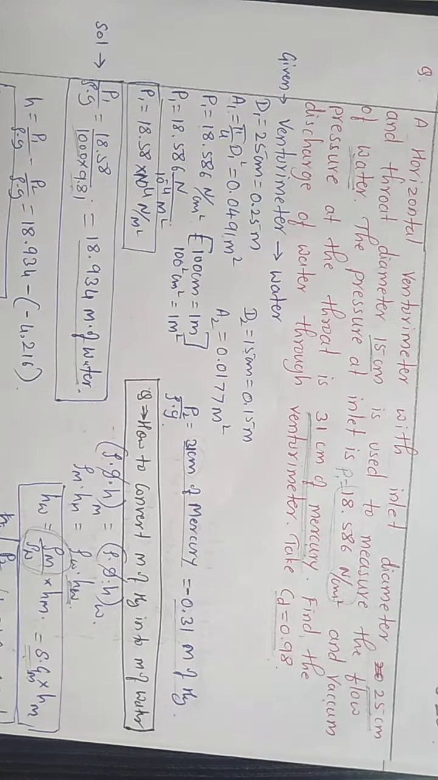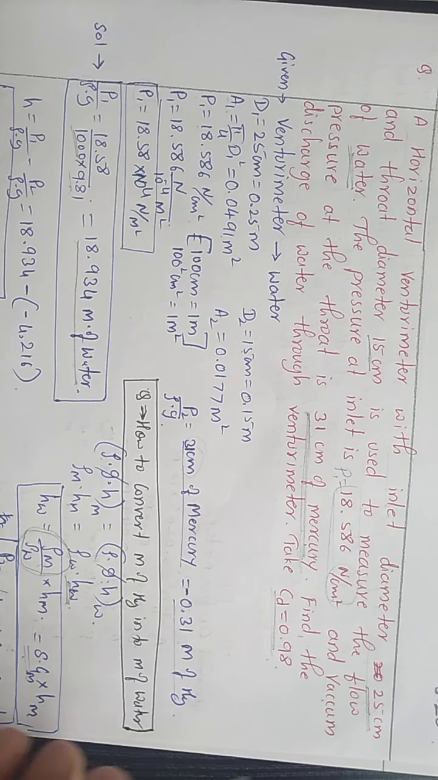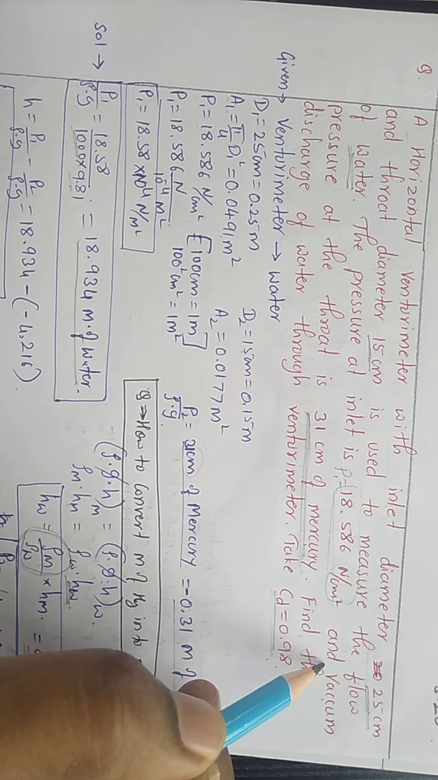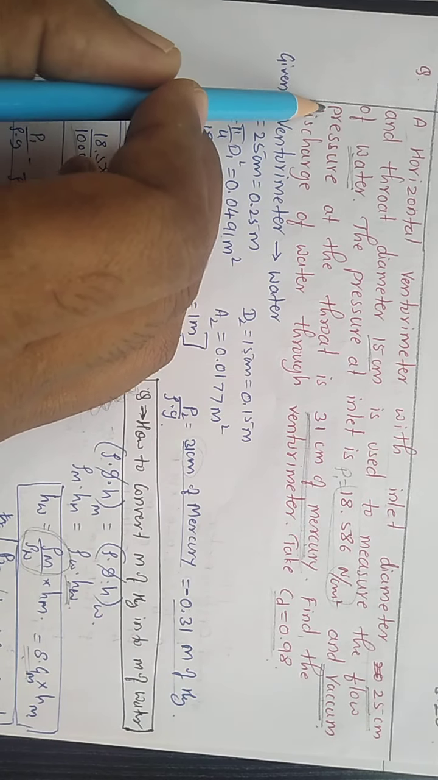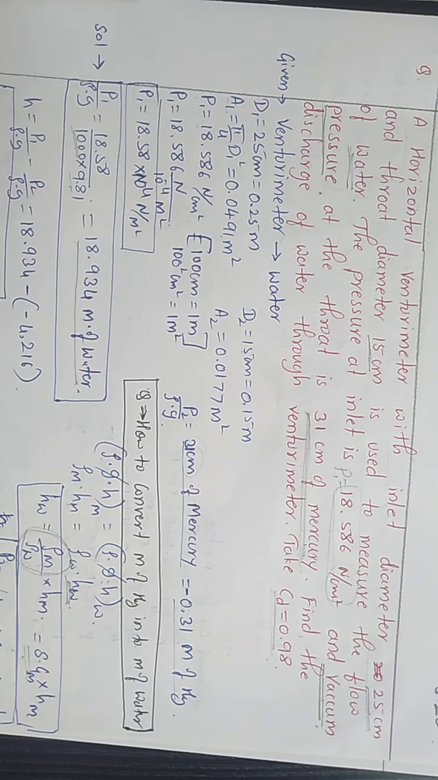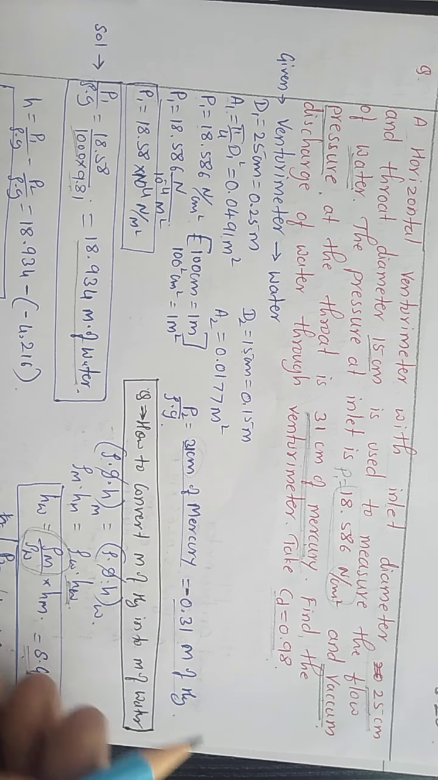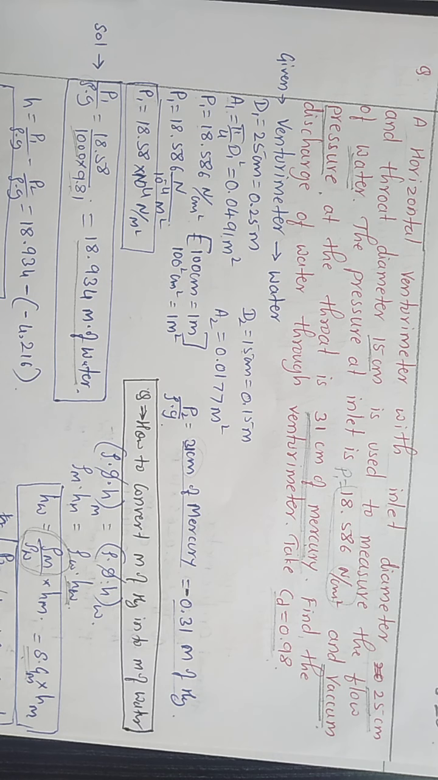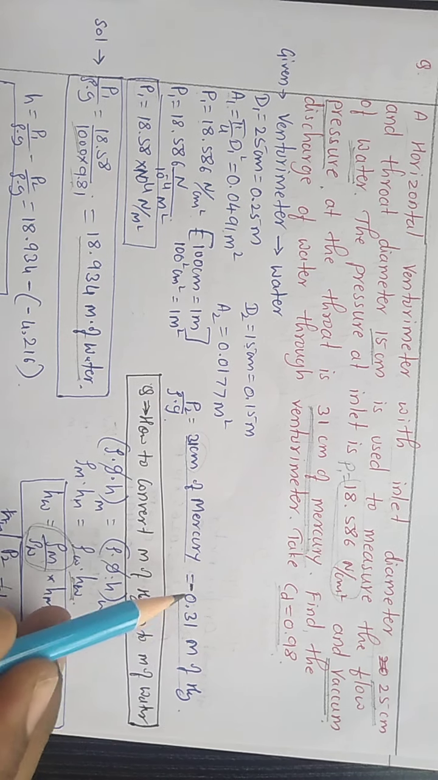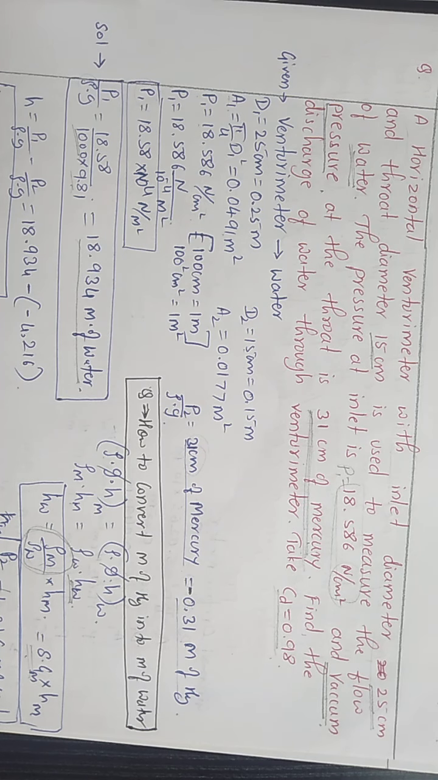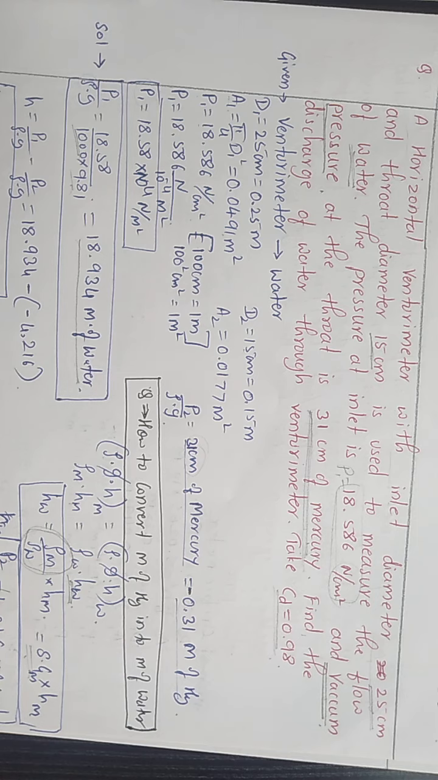Why did I keep minus? Very important, I forgot to mention that. Here he has given it as vacuum pressure. Vacuum pressure means you will get it as minus 0.31, since the pressure is less than atmosphere. So it is 0.31 meter of Hg, and that's why we keep it as minus. If he had said just pressure, this would have been plus. Since he has mentioned vacuum, this is minus.